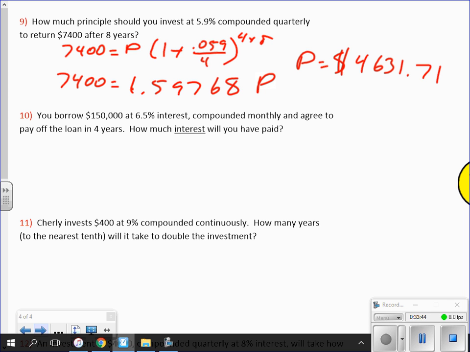Okay. How much interest will you have paid? So the idea is you figure out what the total amount you're going to pay back is. What the total amount you're going to pay back is, the original loan, $150,000, as if that were your investments that you're making. So it'd be 150 times 1 plus 0.065, and you're doing it compounded monthly, so that's 12 months. So 4 times 12 here.